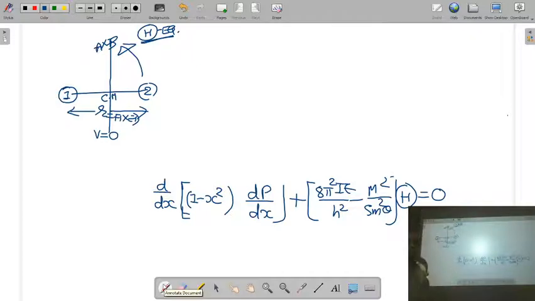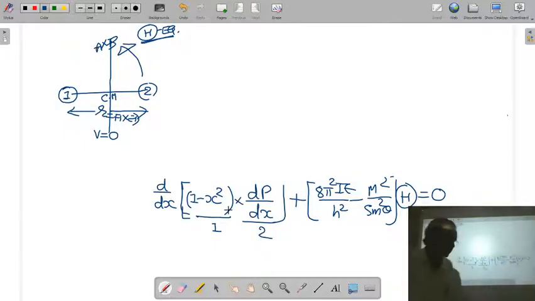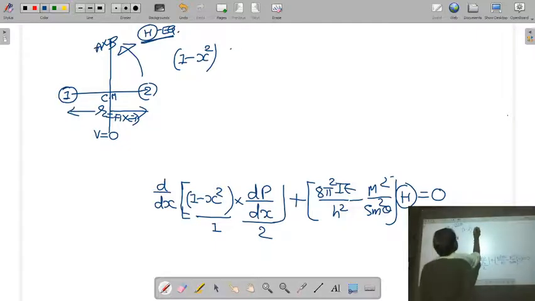Now you know that when you take the derivative of the product of two terms, 1 minus x square is the first term, dP by dx is the second term. We keep one term constant and take the derivative of the other term. So first we keep the first term constant and take the derivative of the second term. Then we keep the second term constant and take the derivative of the first term. So let us keep the first term, 1 minus x square, constant. And the derivative of dP by dx with respect to x will be d square P upon dx square.